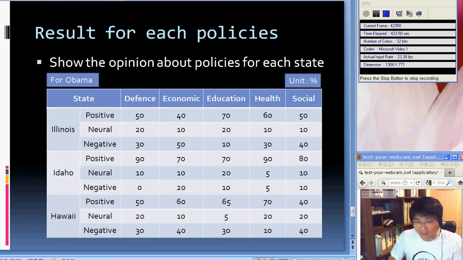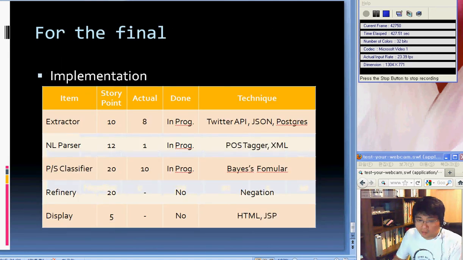Before we finish our presentation, we'd like to talk about where we are and what we need to do for the final. We almost finished implementing the extractor module, and we have the spike for the natural language parser and classifier using Bayes' formula. Until the final presentation, we'll have the other parts we mentioned. For the refinery part, we're going to focus on what we can have, more and better solutions.